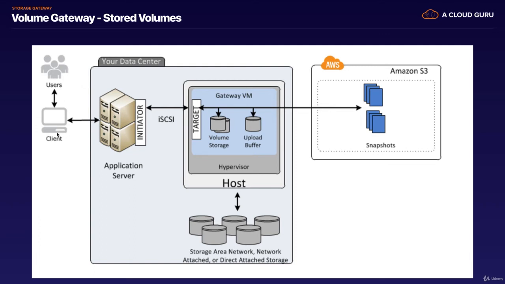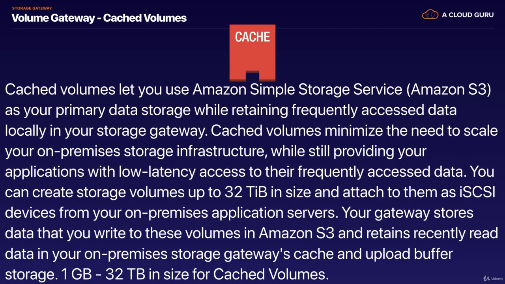We've got our users and our client. They're using the application servers. This then uses an iSCSI connection to our host, and our host is running our gateway virtual machines. Essentially, we're creating volumes on this host, and then the virtual machine is replicating these volumes up to AWS and storing them as snapshots in S3.